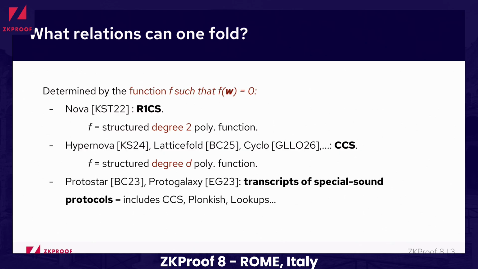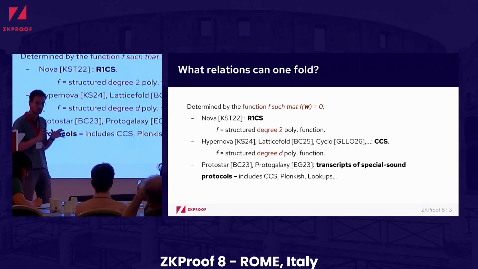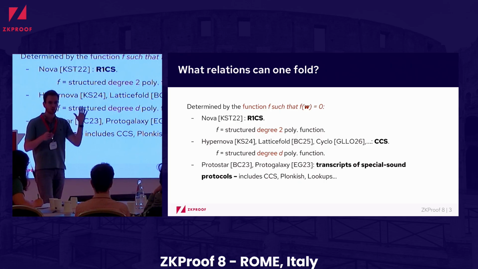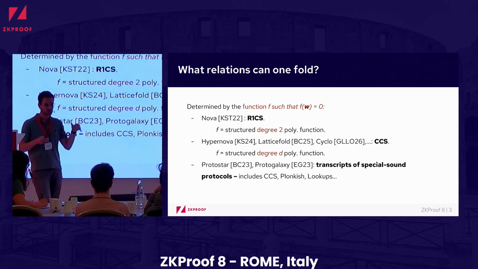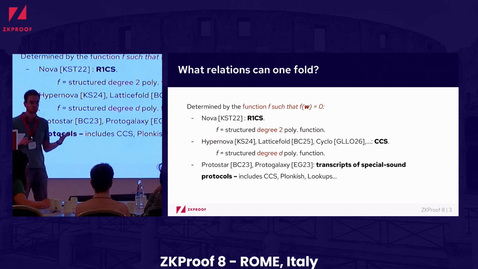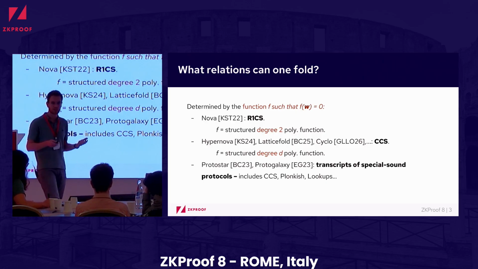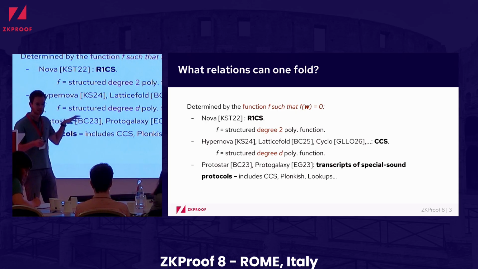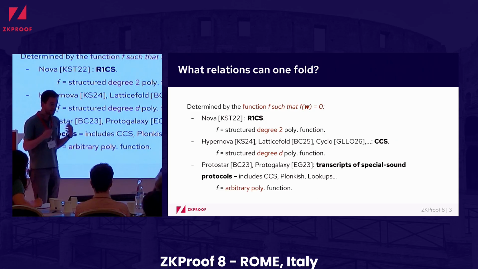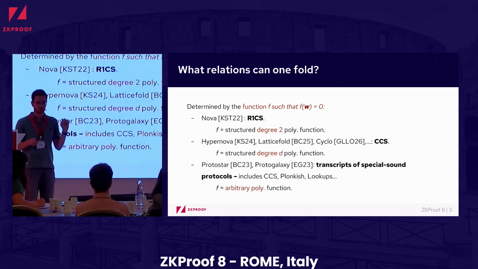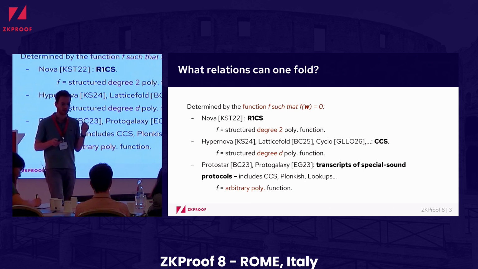And there's even a more general kind of folding, which is introduced by Protostar and Protogalaxy, which folds transcripts of special sound protocols. I don't want to get into the details of what this arithmetization is exactly, but just to make it clear, it includes all the other types of arithmetizations that we're used to, such as CCS, is natively compatible with Plonkish. It can fold also some kinds of lookups, etc. So it's, let's say, the most complete of all of this. And here, f is just an arbitrary polynomial function. It doesn't even have to be structured like CCS is.